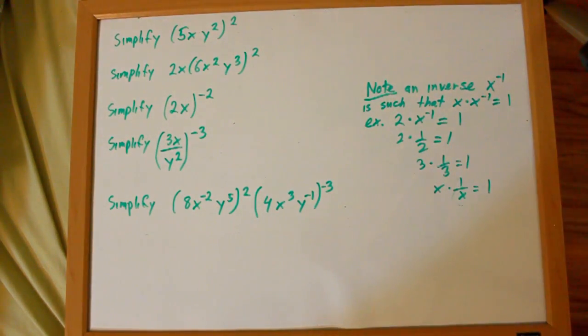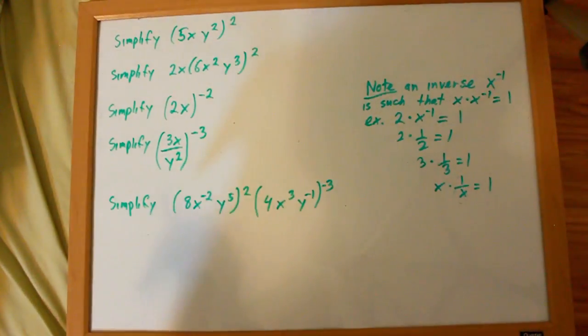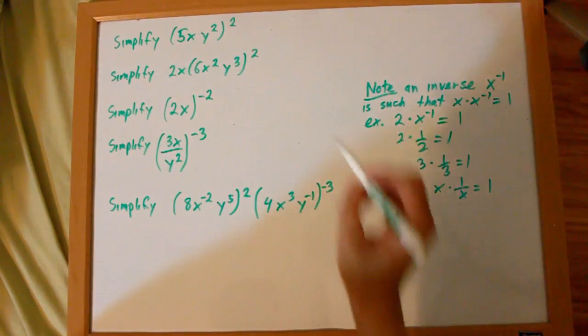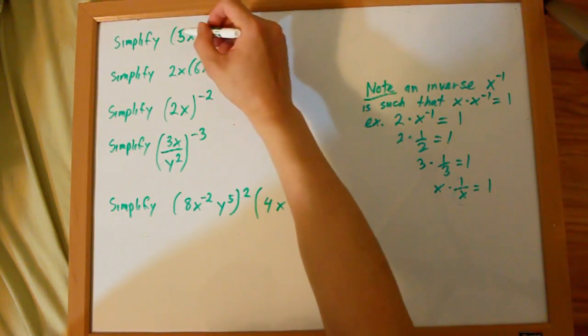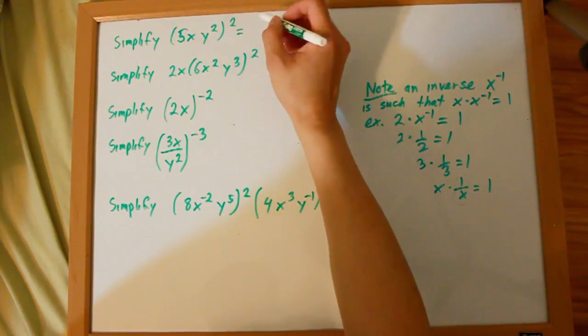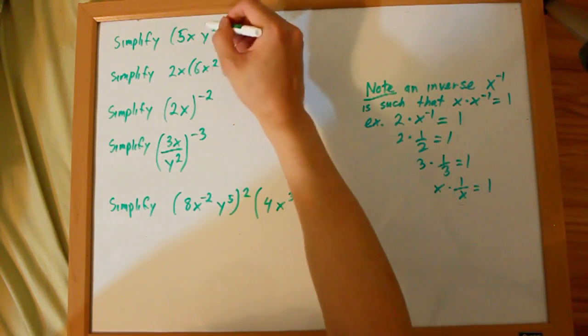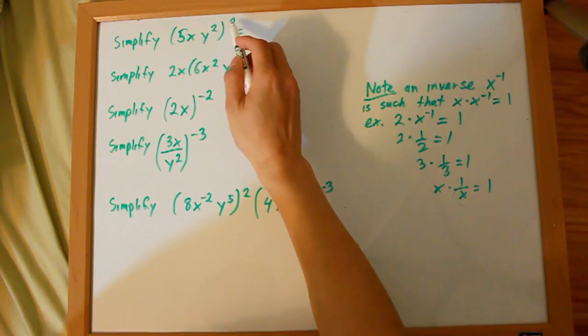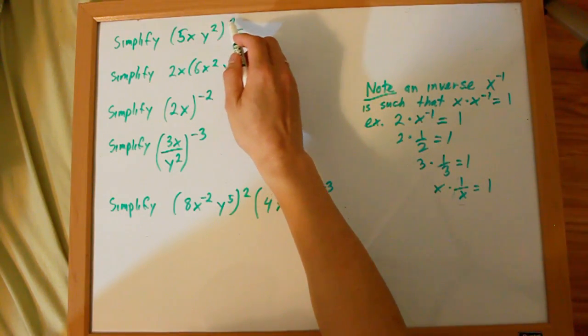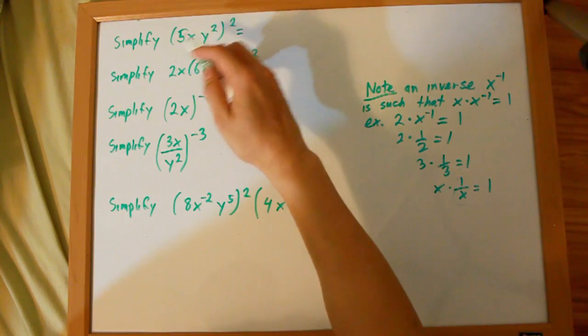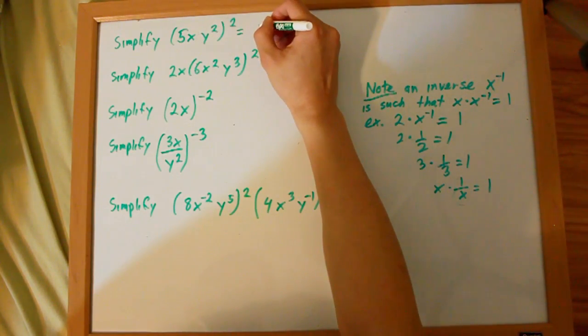For this video, we will go over more exponential expressions, and I want to introduce to you the concept of inverses and what they are. So let's get started. Our first problem is 5xy squared, parentheses, to the power of 2. When the exponent is applied to the entire parentheses, you multiply the exponent to each one of these powers. You don't add them. So what does that look like?